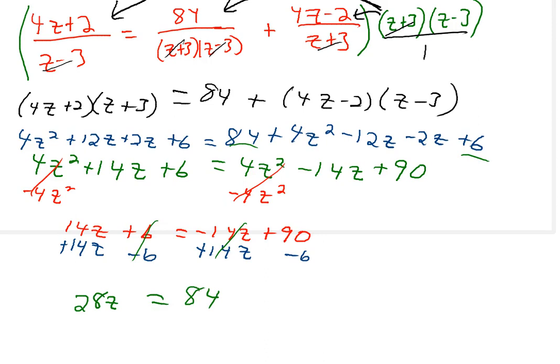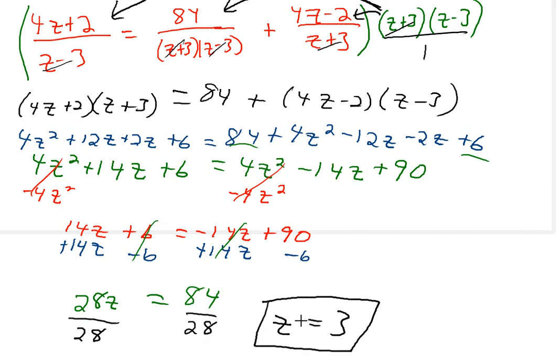All right, so I'm hoping for a certain kind of result here. Let's see if we get it. Divide by 28 on both sides, and we're going to get z is equal to 3. Right? And that's actually kind of what I wanted to see. So we get z is equal to 3. All right.